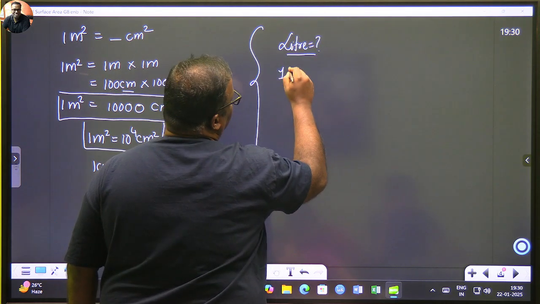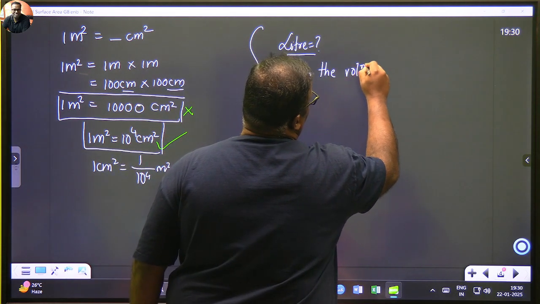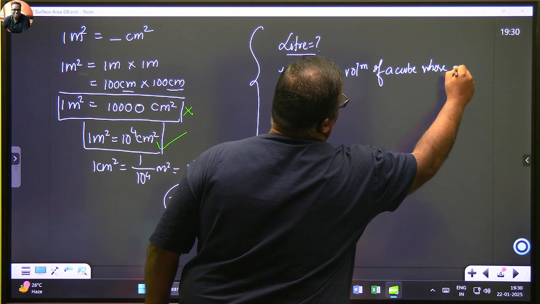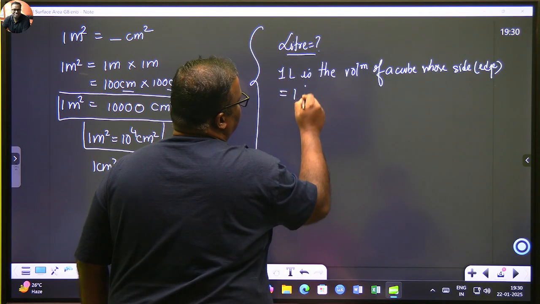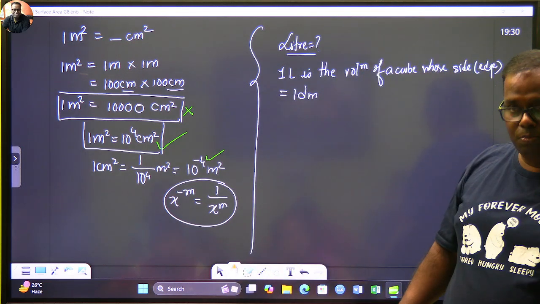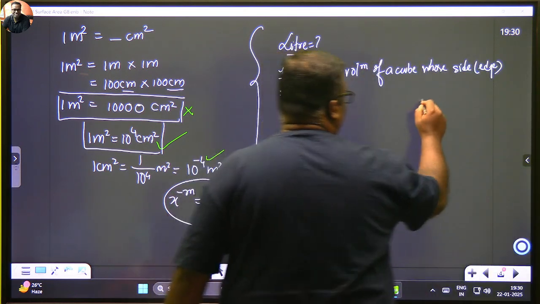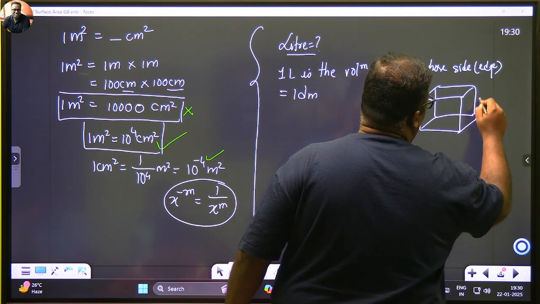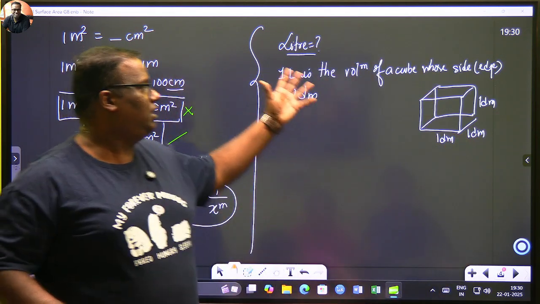So we say 1 liter. First try to understand, don't write. 1 liter is the volume of a cube whose side, or you can say edge, is equal to 1 decimeter. समझिए, 1 liter is the volume of a cube whose side is 1 decimeter. So let's first make that cube. This is my cube. And what is the side of this cube? 1 dm, 1 dm, and 1 dm. So they say 1 liter means the volume of this cube.